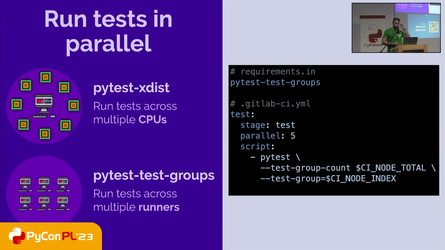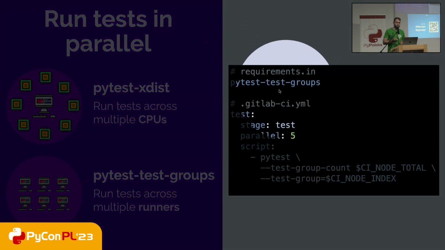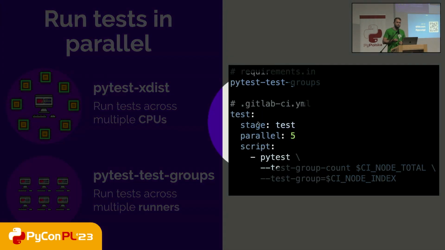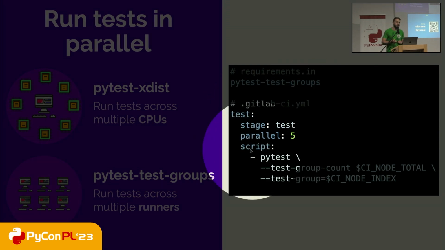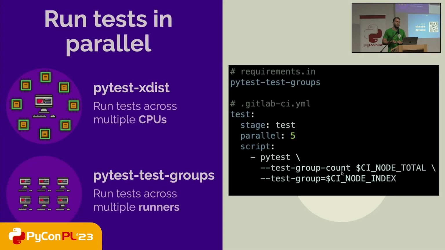So to do that, you need to install the pytest-test-groups plugin, as we have here. And then you need to specify in the parallel option how many jobs you want to run in parallel. And you also need to pass two parameters. So we need to pass the test-group-count that defines how many groups we have in total. And we also specify the test-group that specifies the index of the current group. So are we in group 1, 2, 3, 4, or 5 out of 5 in total?